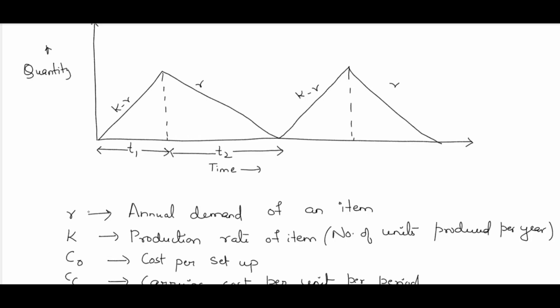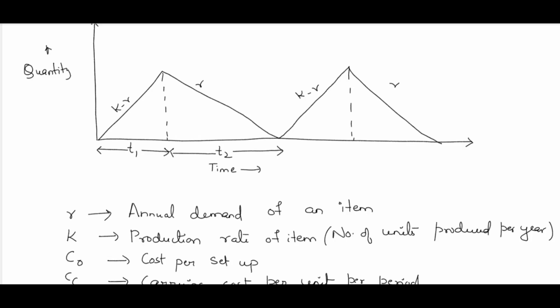So R is consumed, K is produced, and R is the demand needed for consumption. So what is the remaining inventory? It will be K minus R. Manufacturing takes place only during the period T1. During this period, K items are produced and R items are consumed, so the remaining inventory is K minus R.